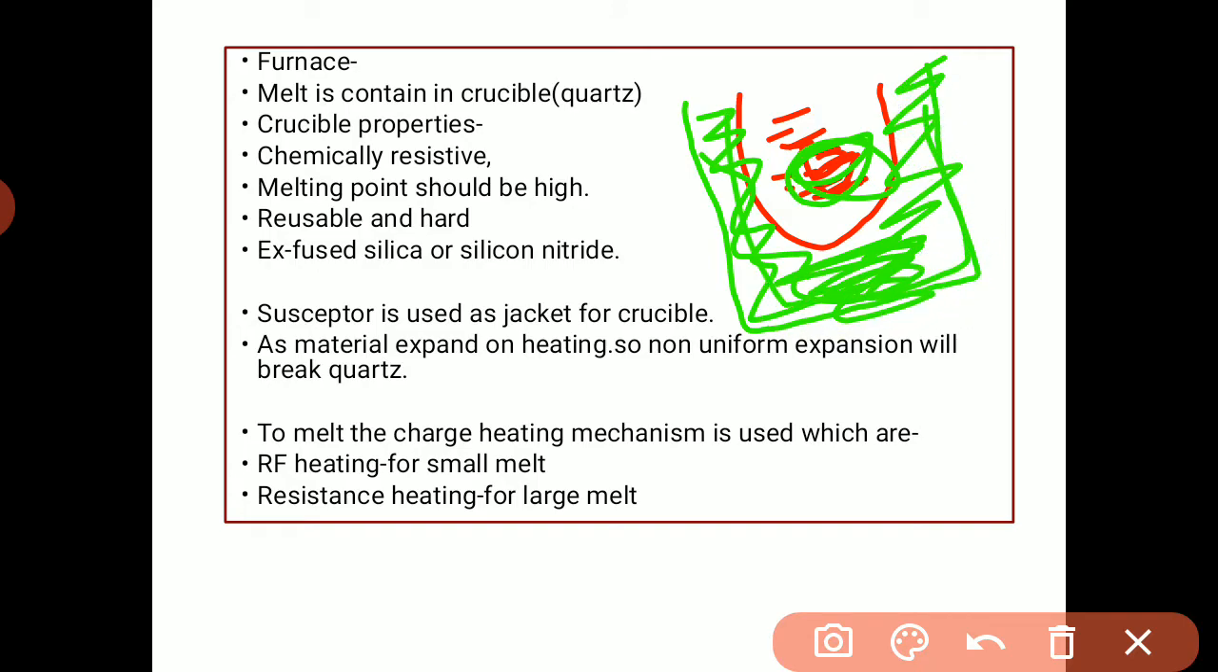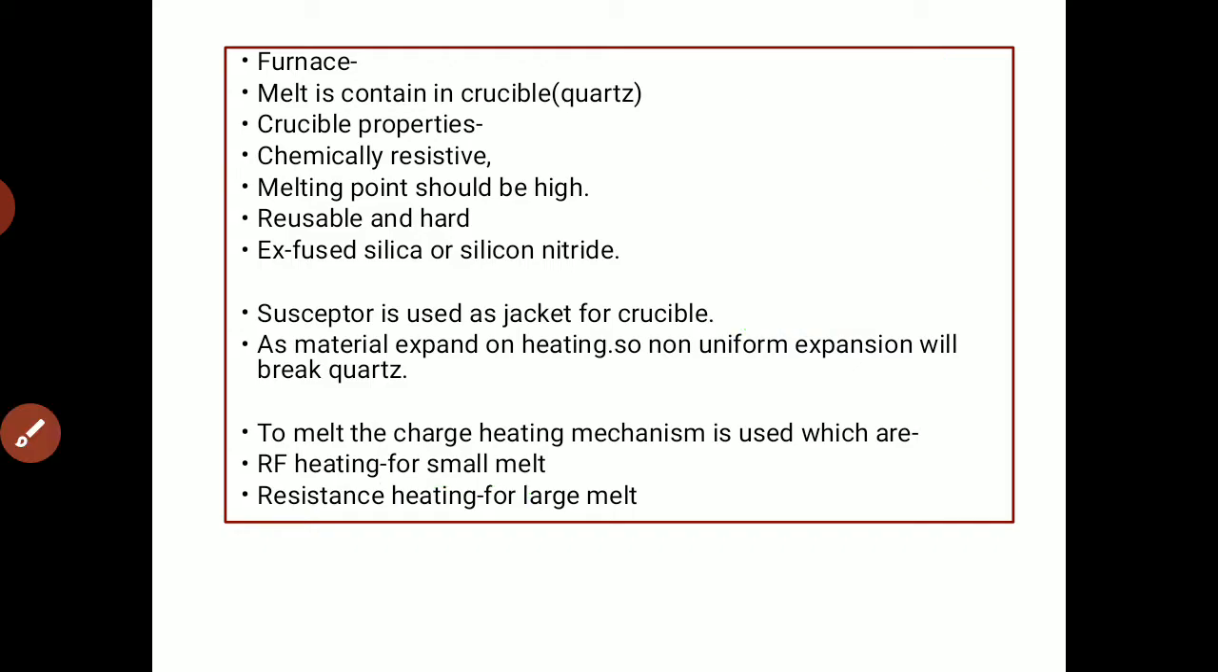For heating purposes, we use two types of mechanism. First one is RF heating, which is used for a small melt, and second one is resistive heating, which is used for a large amount of melt.